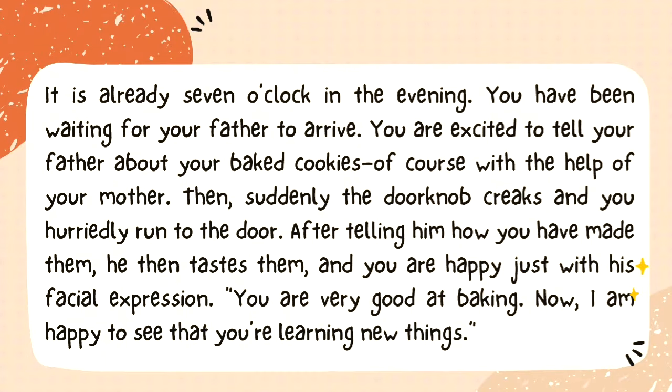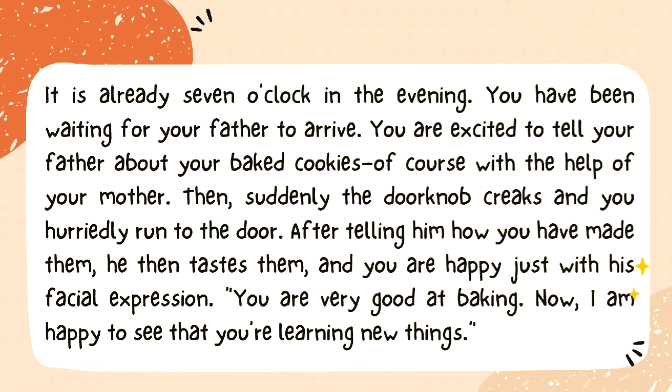Read this example. It is already 7 o'clock in the evening. You have been waiting for your father to arrive. You were excited to tell your father about your baked cookies, of course with the help of your mother. Then, suddenly the doorknob creaks and you hurriedly run to the door. After telling him how you've made them, he then tastes them and you are happy just with his facial expression. You are very good at baking. Now I am happy to see that you are learning new things.